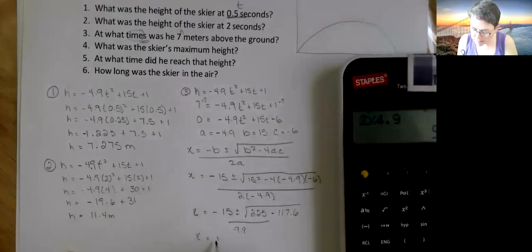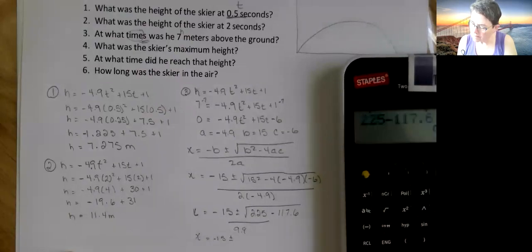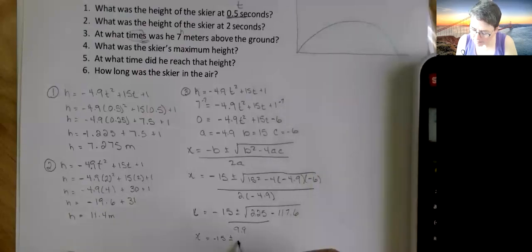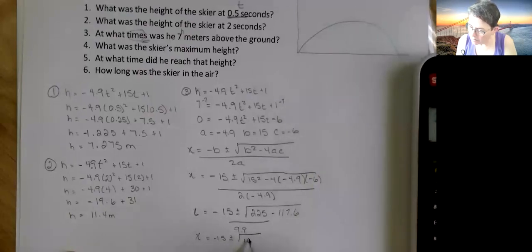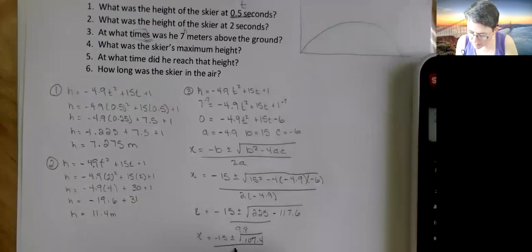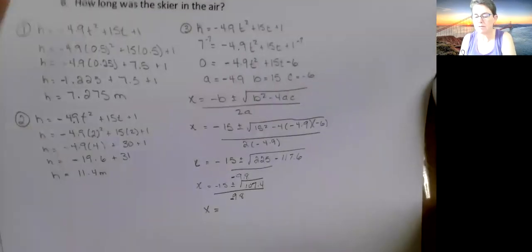X is equal to minus 15 plus or minus. Okay, so 225 minus 117.6, 107.4 over 9.8. And look how I missed the negative there. Oopsies. So we can all see.